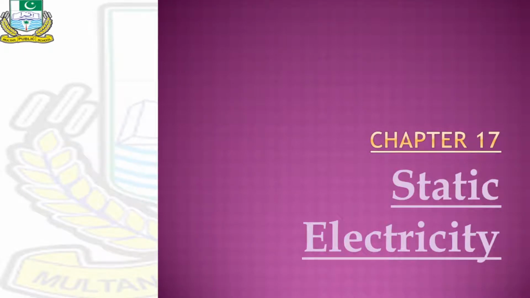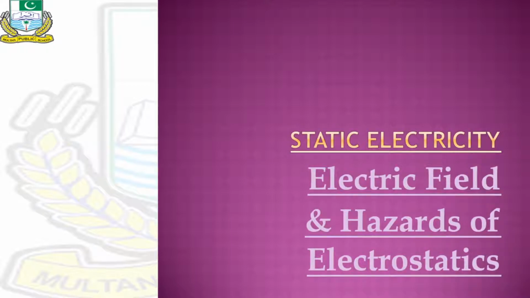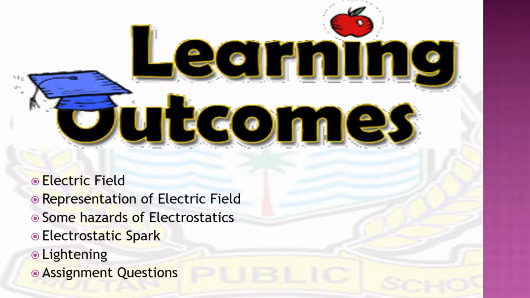We have to discuss today chapter number 17, that is static electricity. The topics are electric field and hazards of electrostatics. Before getting into the core concepts of this chapter, I would like to share some learning outcomes, like what is electric field, representation of electric field lines, some hazards of electrostatics, for example, electrostatic spark or lightning, and some assignment questions.